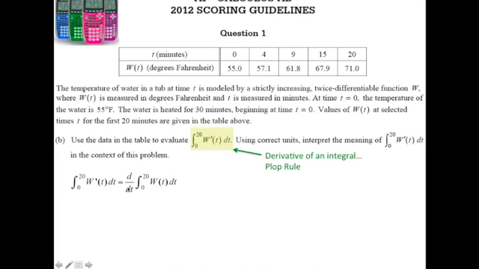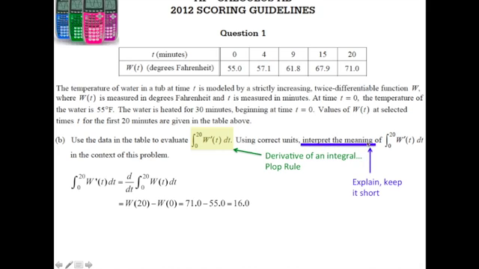So we have the derivative of an integral, and we don't have an x here. If we had an x here, it would just be w of x. But we can still plug in these values. So we're really looking at w(20) minus w(0). So the water temperature at 20 minutes is 71. The water temperature at the beginning is 55. So we have a 16-degree differential between the beginning and the end.